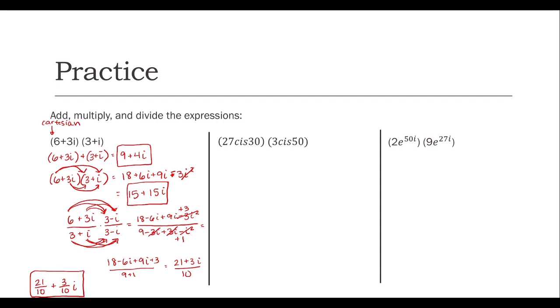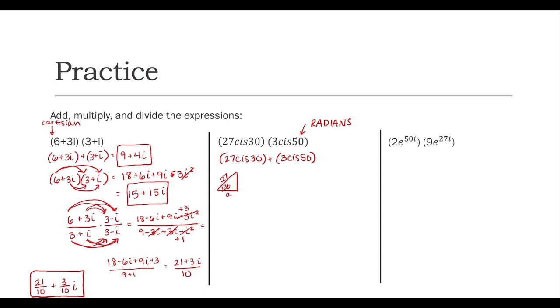So for the second problem here, we have polar form. So we're going to add 27 cis 30 plus 3 cis 50. And it's important to remember that our angles here are given in radians. So we can start by drawing a triangle because we need to convert this to Cartesian form. So our radius is 27 and our angle is 30 radians.